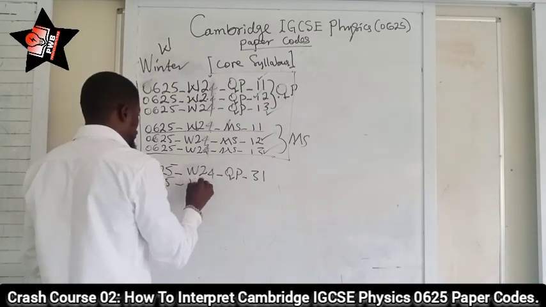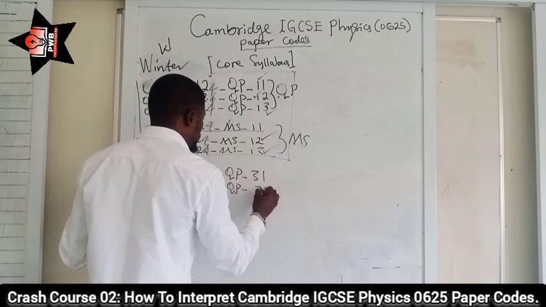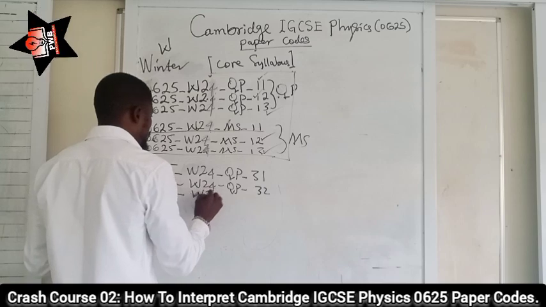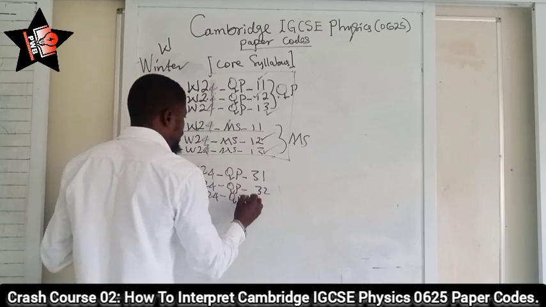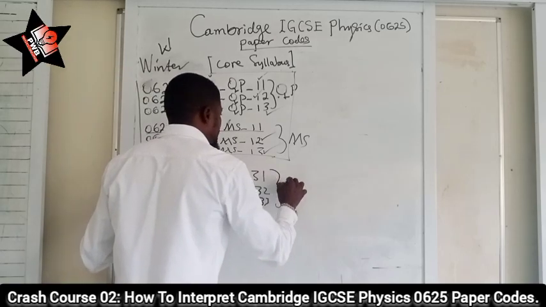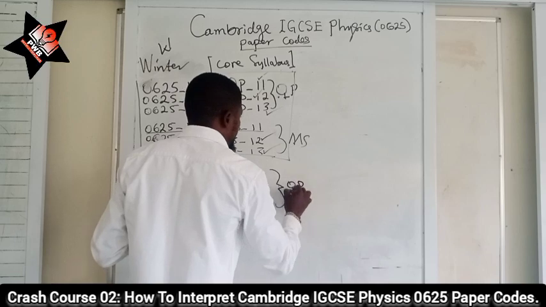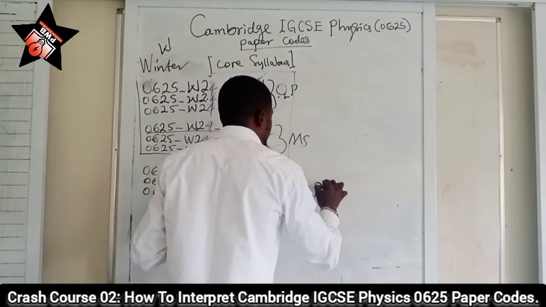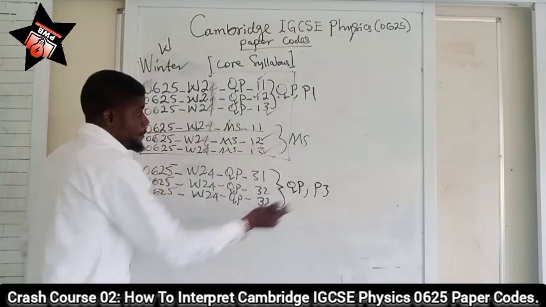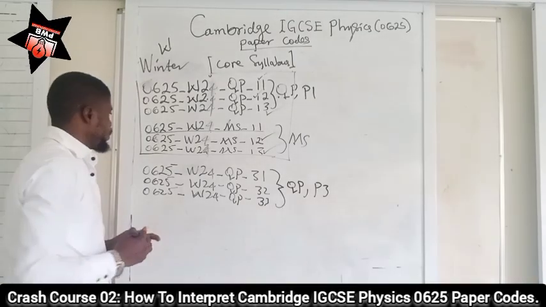0625 W24 QP 32. 0624 W24 QP 33. So the whole of this is for the question paper for what? Paper 3. Question paper for paper 1. Paper 3 is theory core. Paper 1 is multiple choice core.